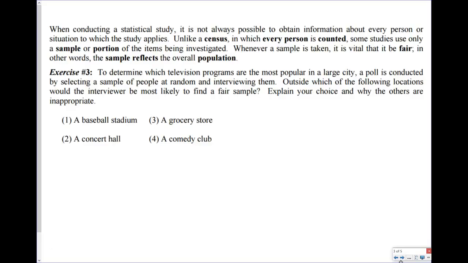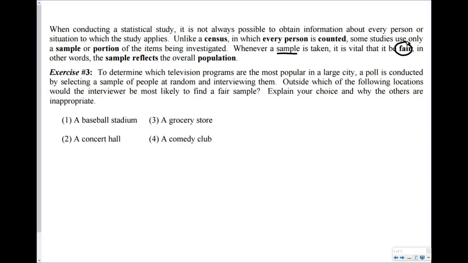When conducting a statistical study, it's not always possible to obtain information about every person or situation to which the study applies. Unlike a census, in which every person is counted, some studies use only a sample or a portion of the items being investigated. When a sample is taken from a group, it's vital that it be fair. In other words, that the sample reflects a general population. So we're going to talk about something called bias in this example.